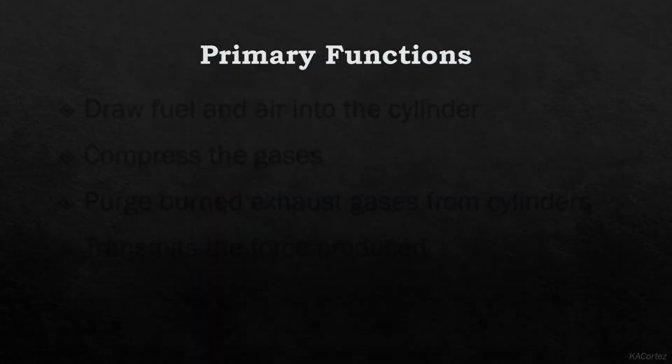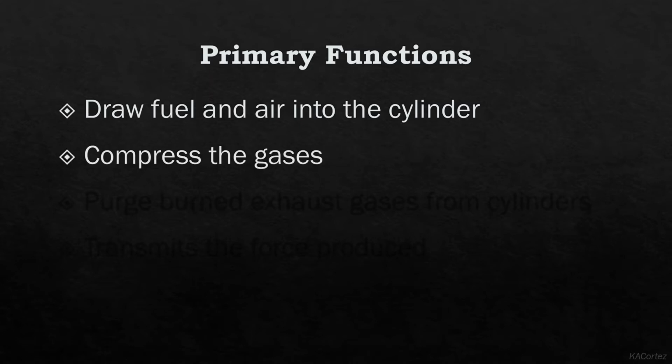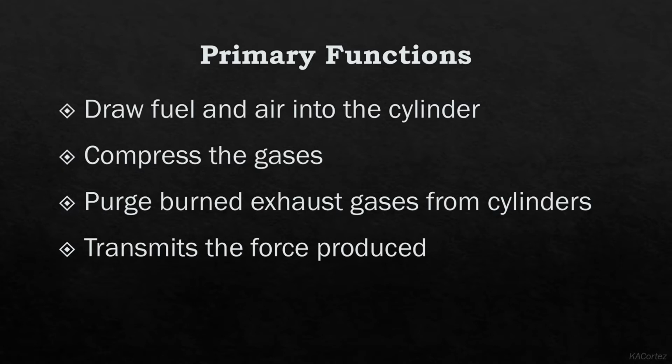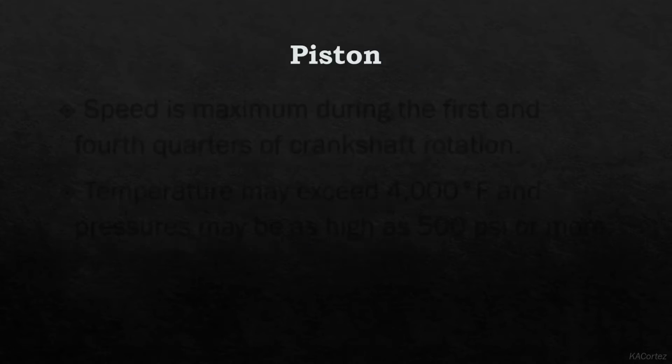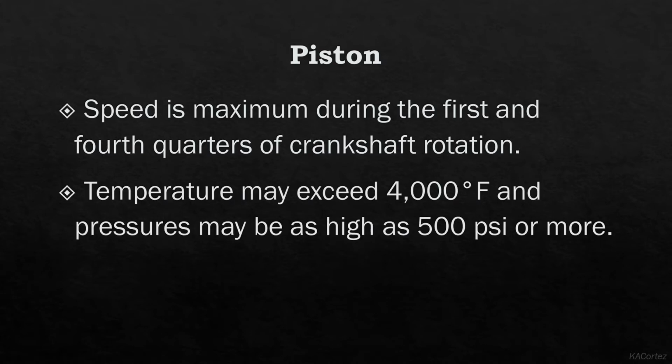Here are some of the primary functions of the pistons. First is that it draws fuel and air into a cylinder. Second, it compresses the gases. Third, it purges burned exhaust gases from the cylinder. And lastly, it transmits the force produced by combustion to the crankshaft. The speed of a piston is maximum during the first and the fourth quarters of its crankshaft rotation. The temperature may exceed 4,000 degrees Fahrenheit and pressures may be as high as 500 psi or more.